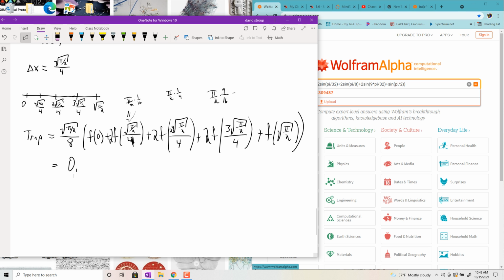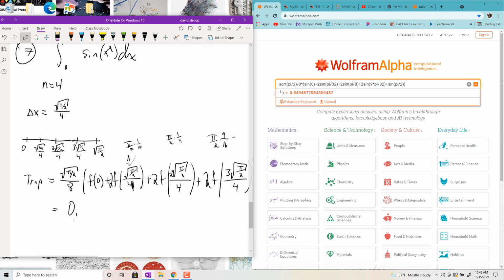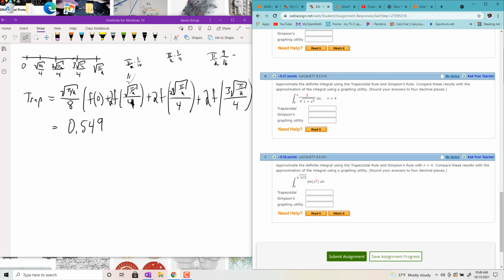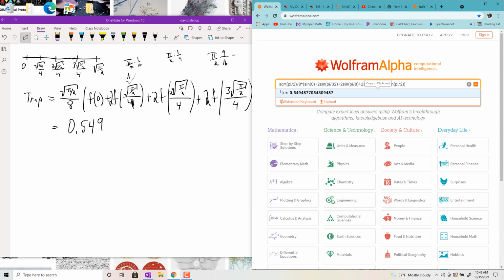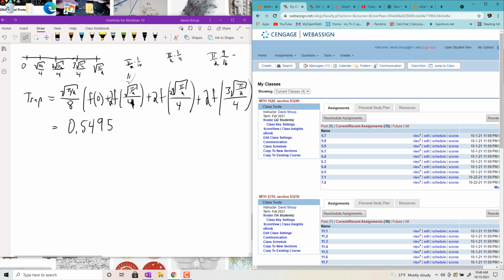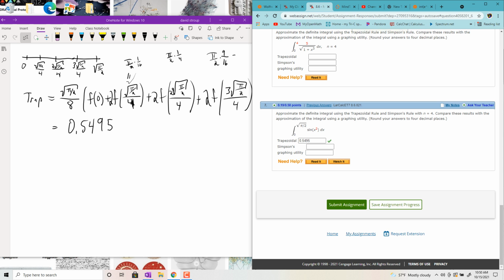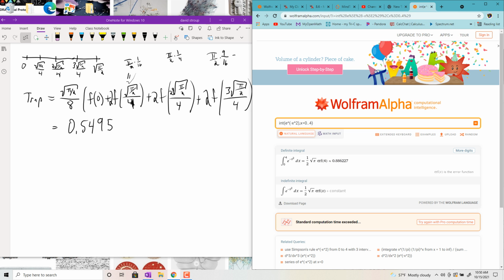And I'm getting some crazy number. 0.5495. I don't know how many decimals they want. Usually what I like to do is just see if it works in here, and then I'll go on to the next one. I don't think it marks it wrong if you don't put anything in there. I just want to see if that's right before I get carried away. Let's get the actual answer here.